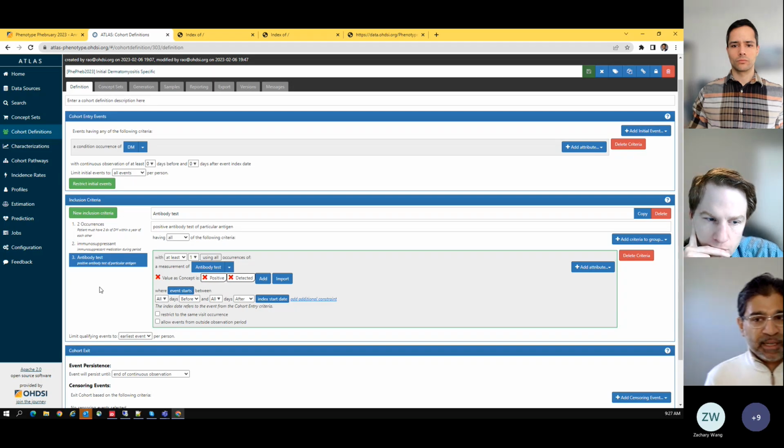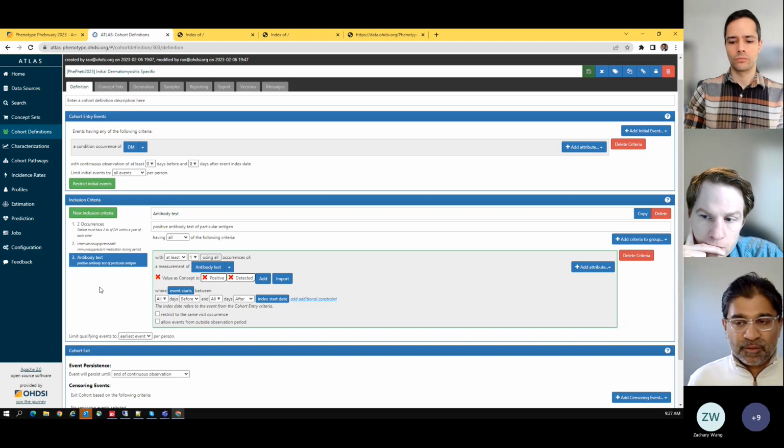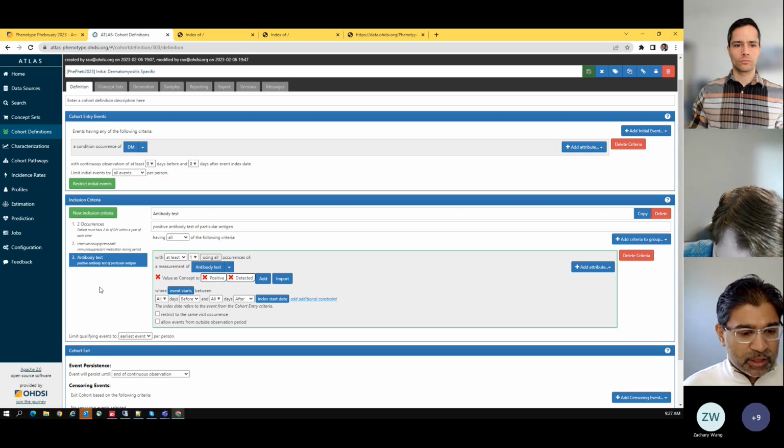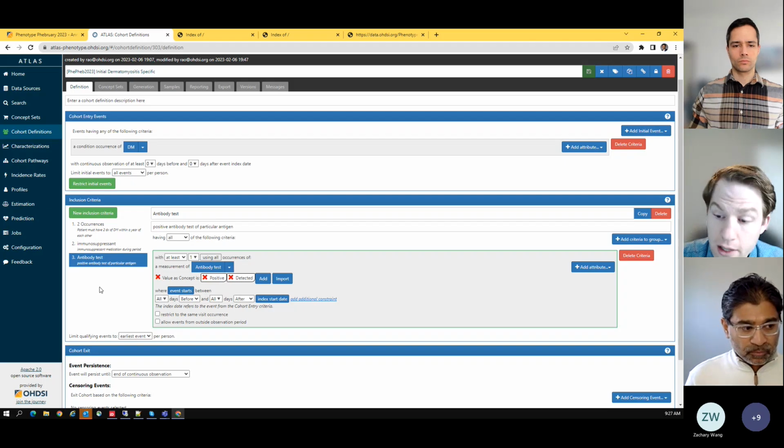So I would suggest we create a version of this core definition where we split this particular rule into 2 components. One is make a list of all the antibody tests and just check if they have been tested. What are your thoughts on that approach? I think that's a wonderful idea.